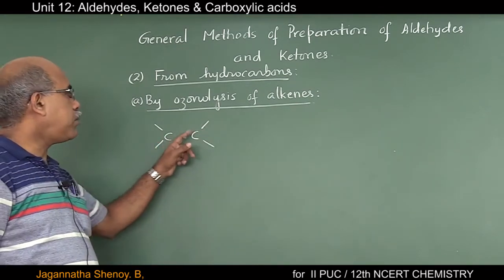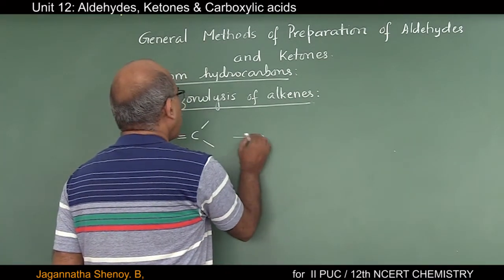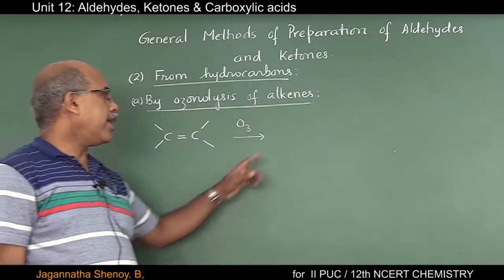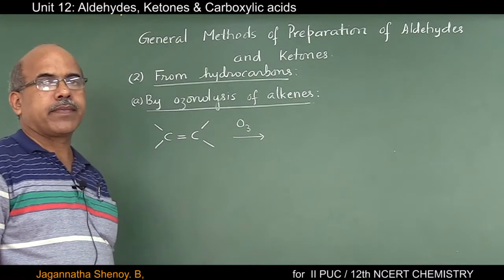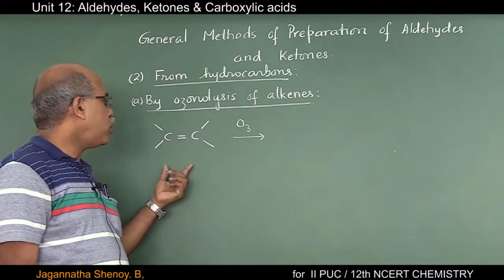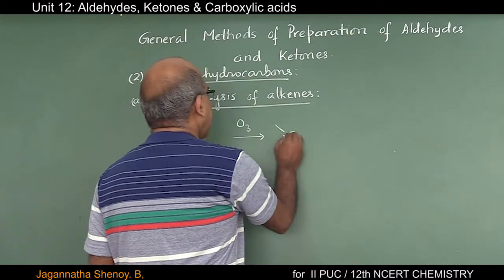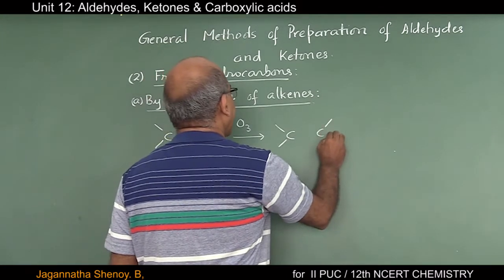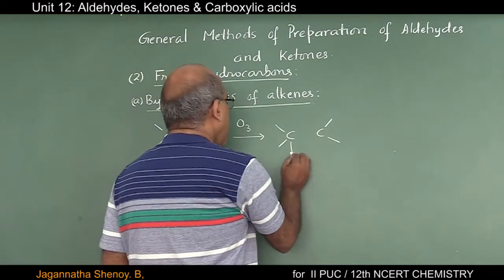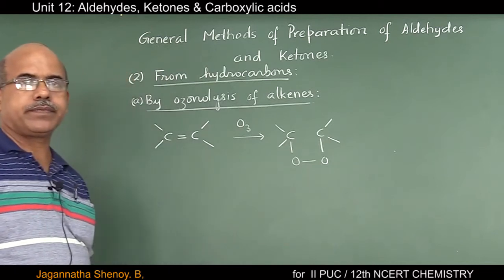You have C double bond C. And I am going to make use of ozone here, O3. In the beginning, you will get ozonide. What is ozonide? Across the C double bond C, 2 oxygen atoms get added. So, I can represent it this way. One bond disappears and 2 oxygens are added across the double bond.